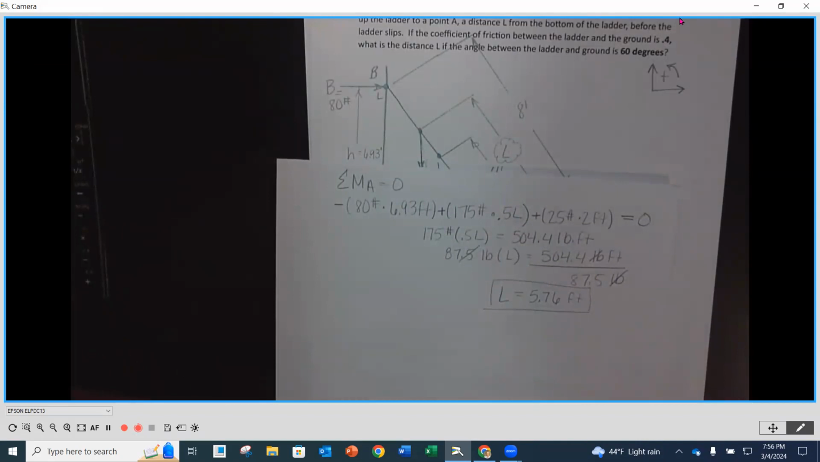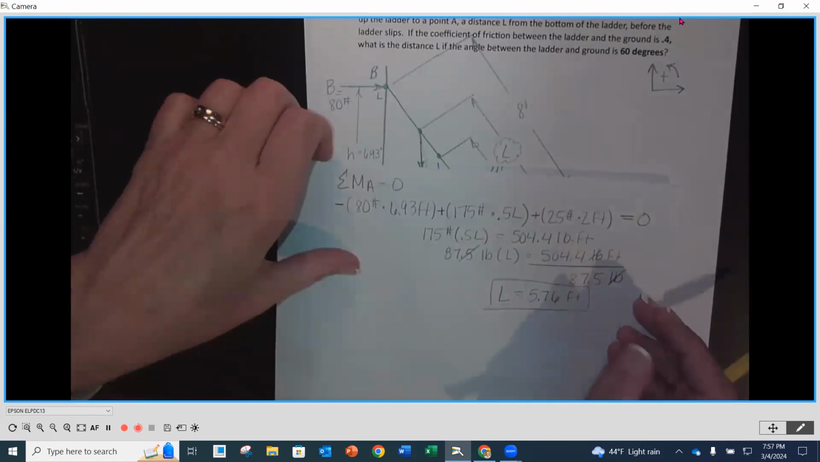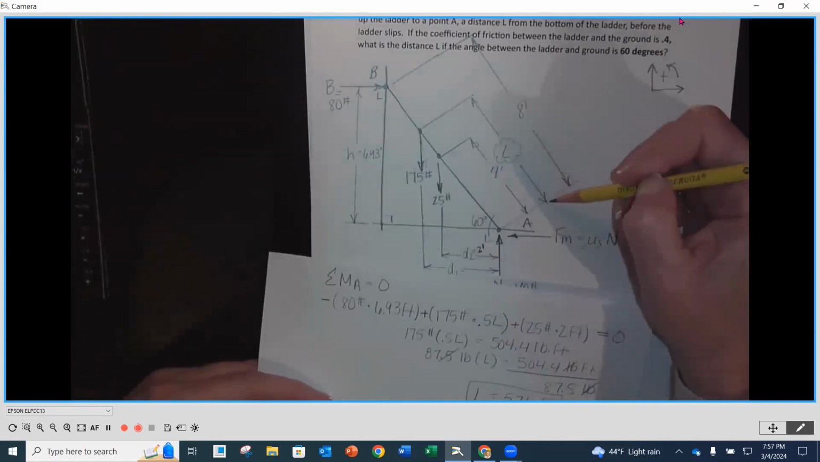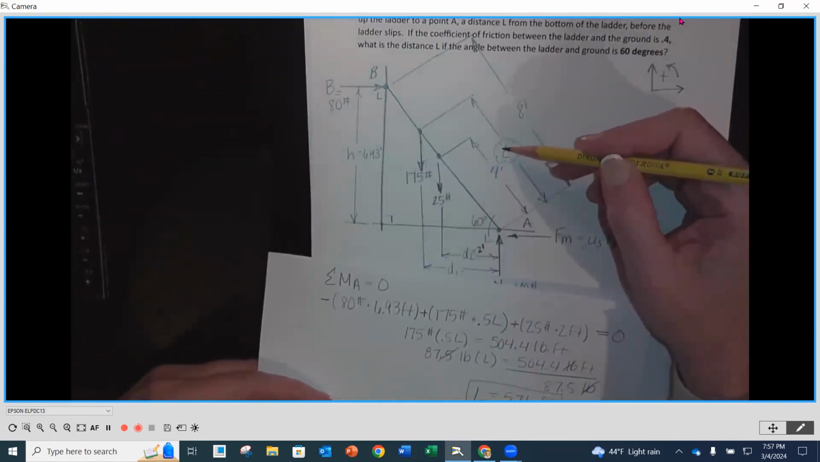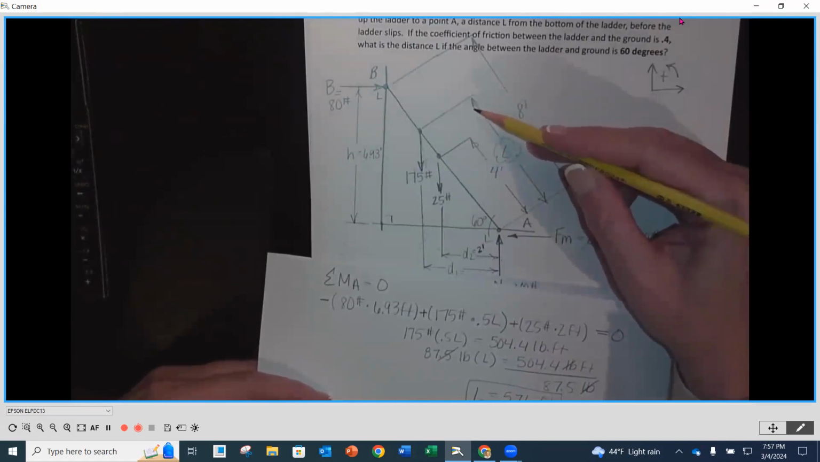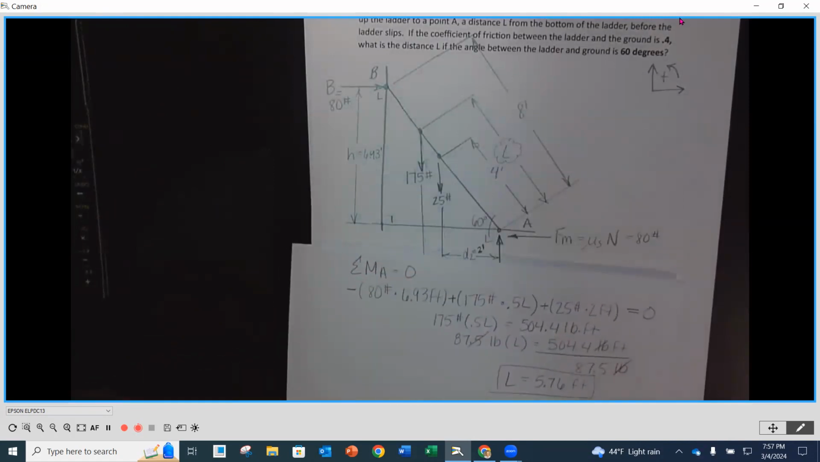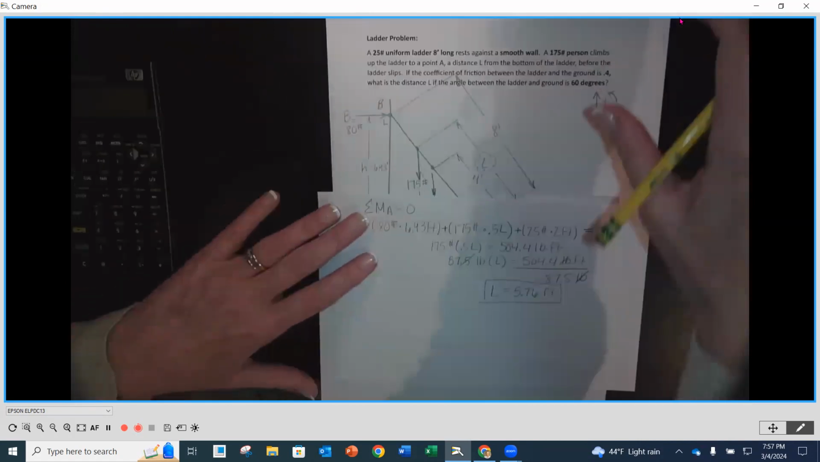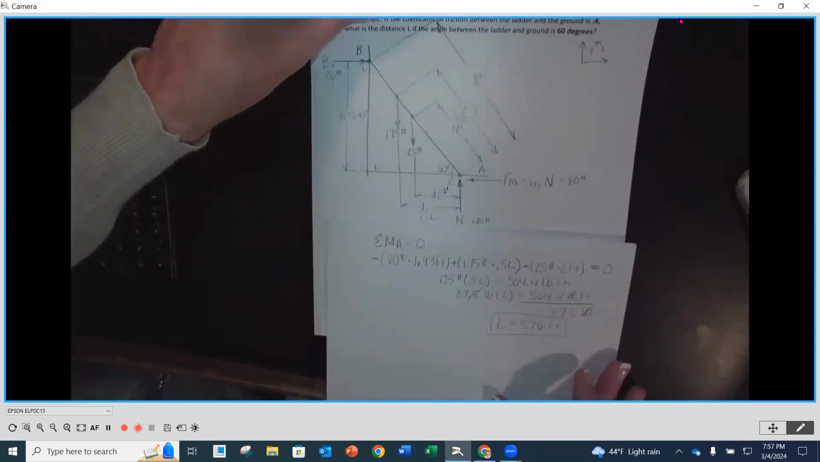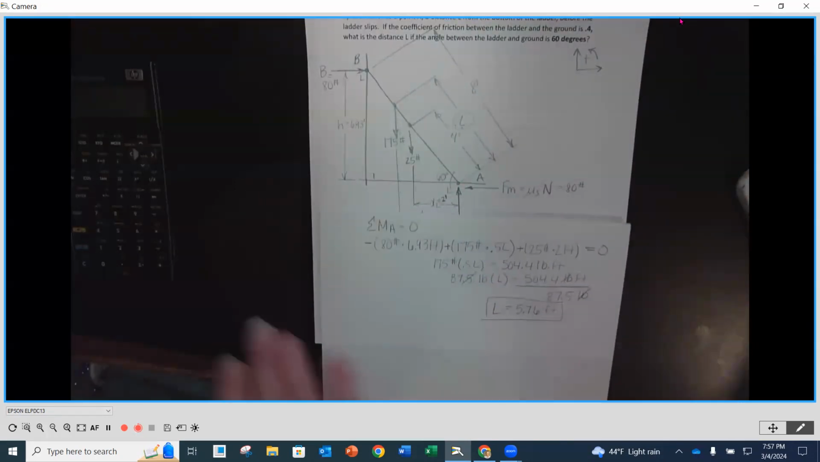So you should come up with 5.76 feet for L. As we look, that means that the 175-pound person can climb 5.76 feet up. And that is the correct answer. I know that to be correct. Okay, so questions on that problem using friction. And definitely friction is something that we're counting on in that case, right?